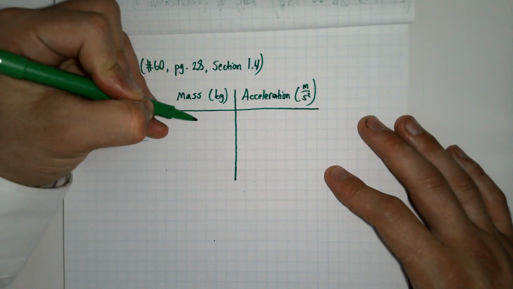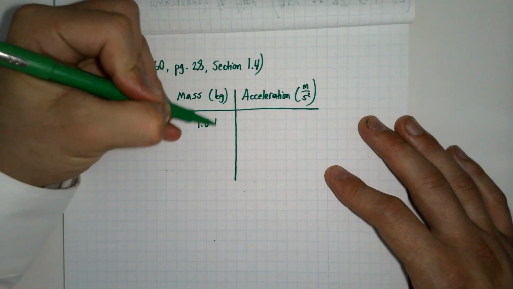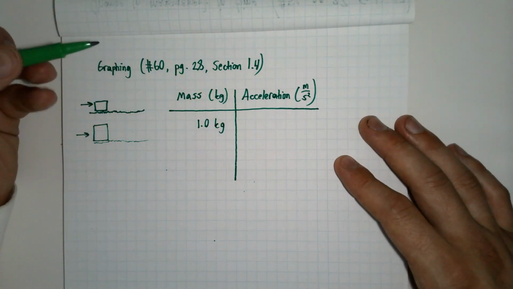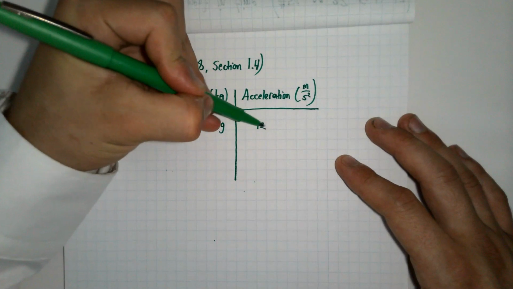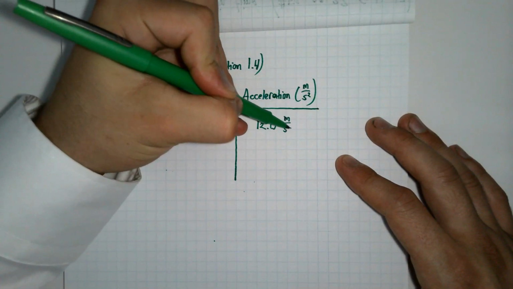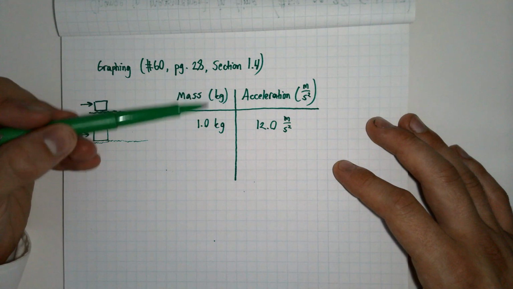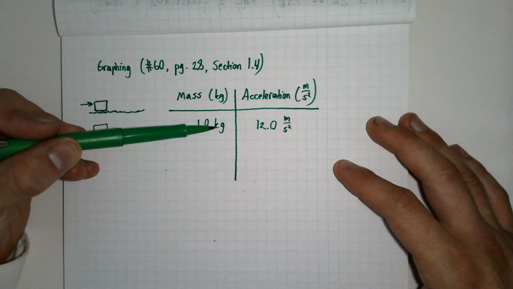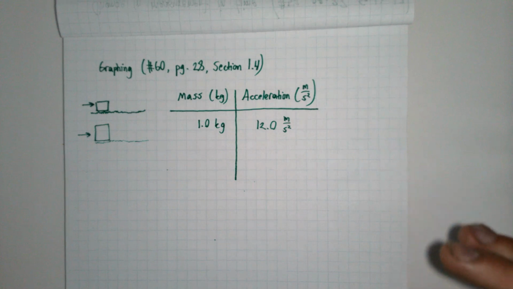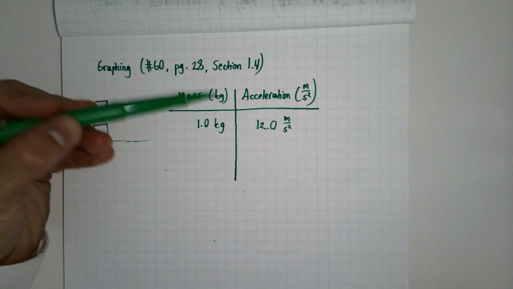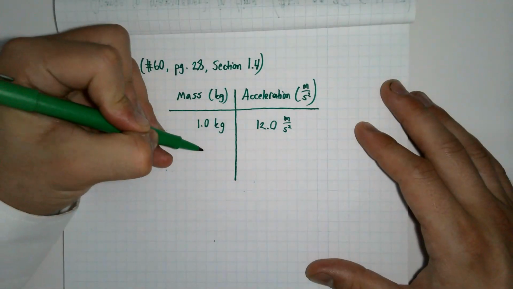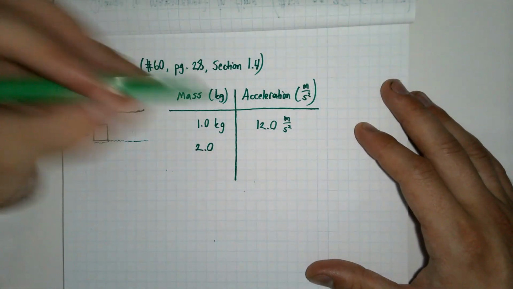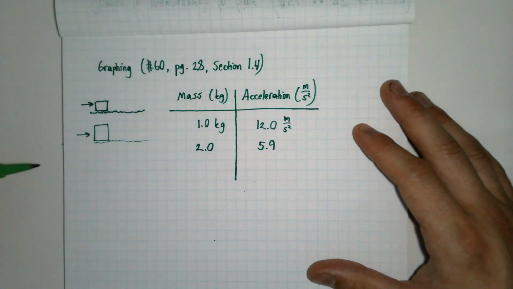The first block that was used is 1.0 kilograms. And the acceleration that was measured when this block that weighs 1 kilogram was pushed with a constant force, whatever that force was, was 12.0 meters per second squared. Now, because I put kilograms in this column, all I need to do is record the number. I actually don't need to show the unit of measurement because that's noted here. So I also don't need to do the same for acceleration. I saw that if I put a 2.0 kilogram block, the acceleration is 5.9 meters per second squared.